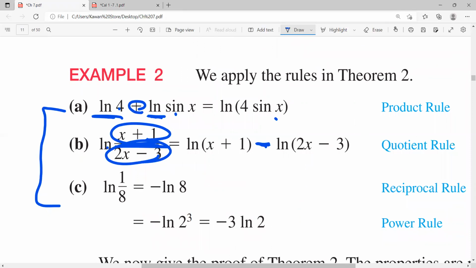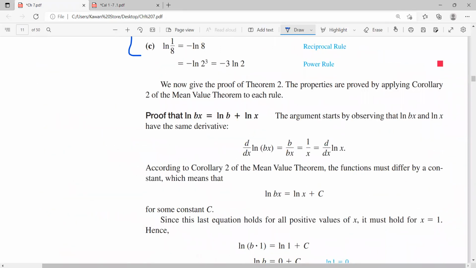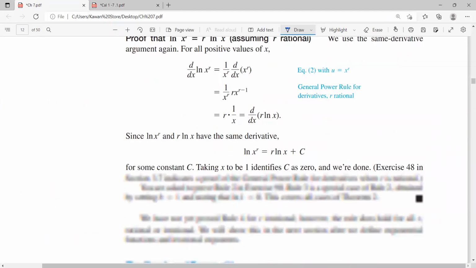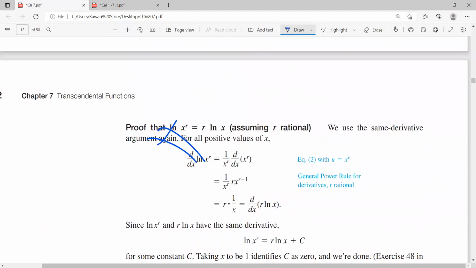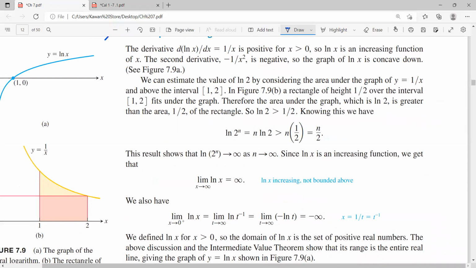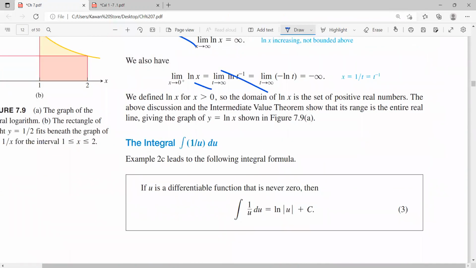This one is just for information, and the proof is not included, as you know. Again, this proof is not included. So here we talk about limits: how we take a limit for ln, and that's it.